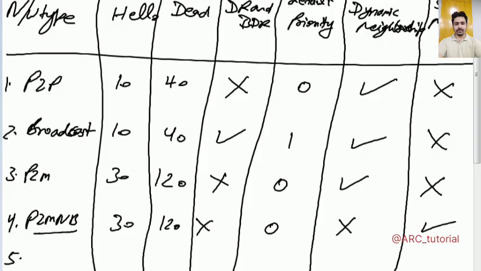And if you have your network type as non-broadcast, only non-broadcast, hello will be 30, dead will be 120, BDR election will be there, default priority will be 1, dynamic neighborship cannot come up. I mean, neighborship cannot come up dynamically. You have to define your neighbor statically. And you cannot change their behavior.